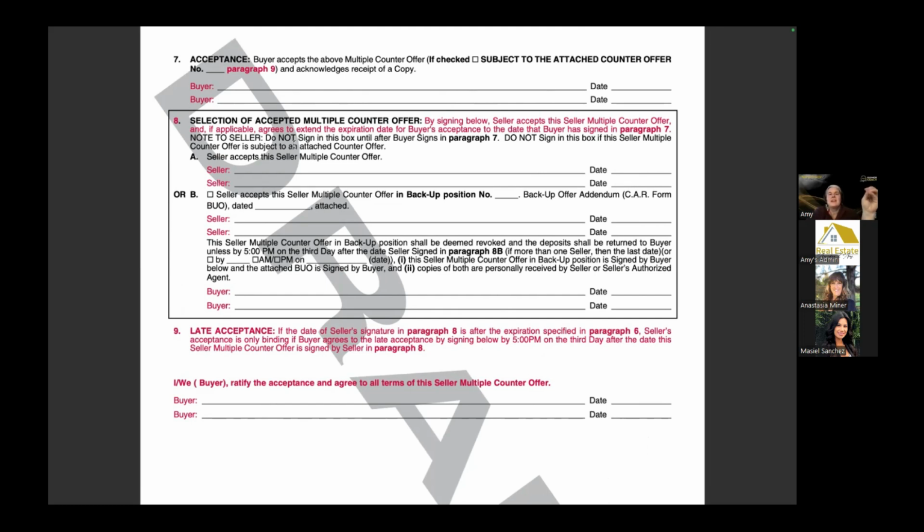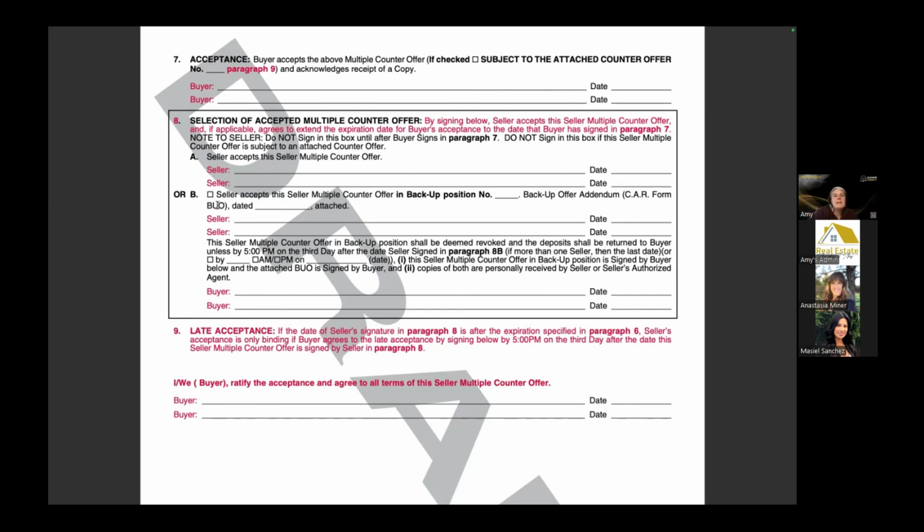Section 8 is the selection of accepted multiple counter offer. So by signing below, seller accepts this multiple counter offer and, if applicable, agrees to extend the expiration date for buyer's acceptance to the date that the buyer has signed in paragraph 7. So how this multiple counter offer works is buyer or seller signs to make the offer, buyer signs that they accept it, and then seller would come back, and if they're going to move forward with this buyer, because they've made, let's say, 3 counter offers out to different buyers, they're going to move forward with this buyer. They're going to sign here in section 8A that they accept these buyers.